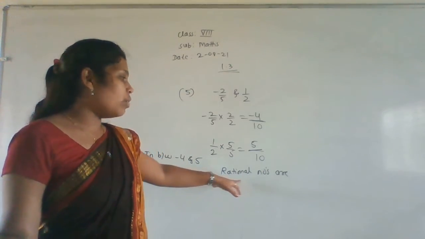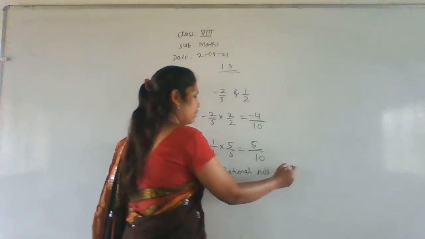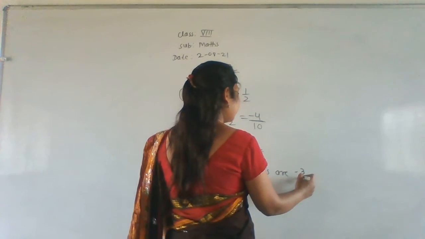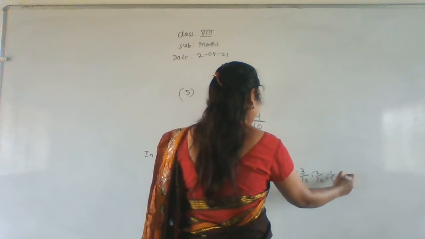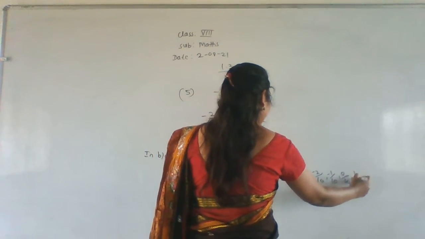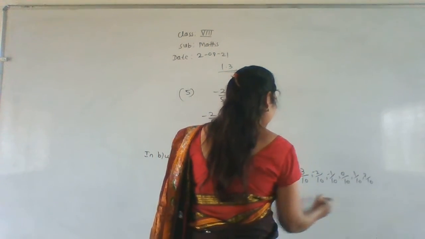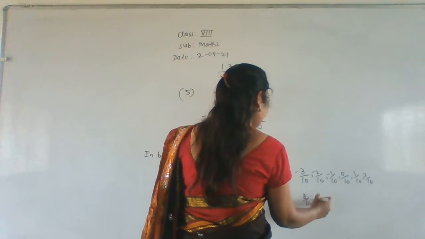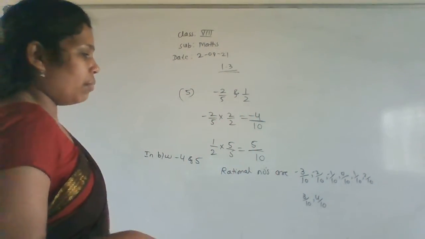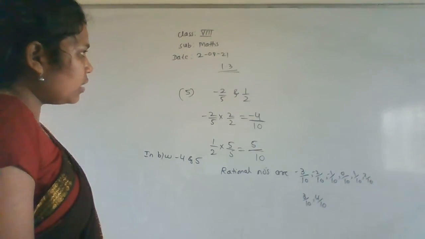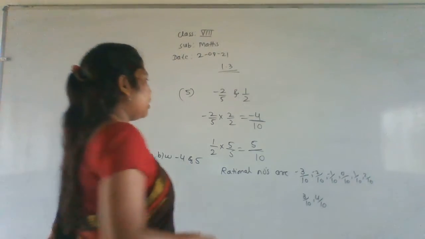Okay. So now write the rational numbers, that will be minus 3 by 10, minus 2 by 10, minus 1 by 10, 0 by 10, 1 by 10, 2 by 10, and here 3 by 10, 4 by 10, right? So these are the rational numbers. I have written only 8, right? So you can multiply like this also.